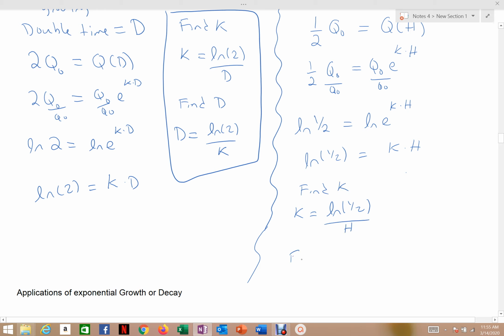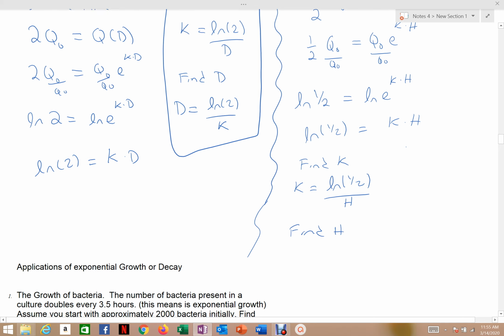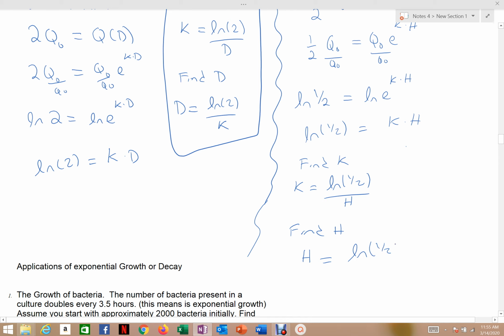Right? If we want to find the half-life, find h, well, we do what we did before with the doubling time. I would take my half-life and solve for it, and so it would be the natural log of 1/2 divided by my decay constant. Alright, so again, just depends on what they're asking for.